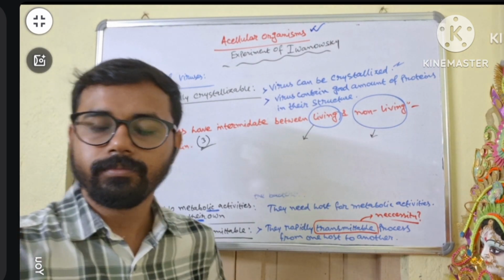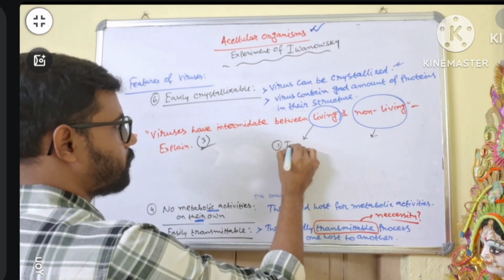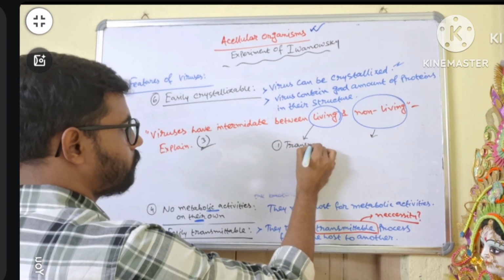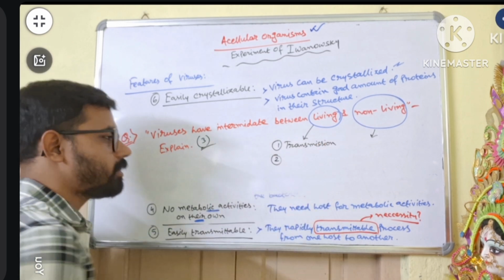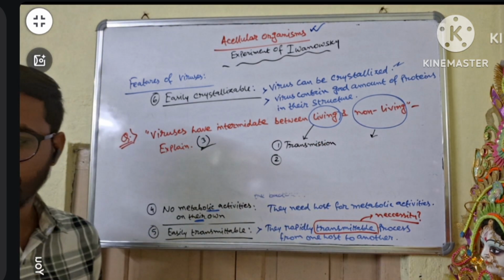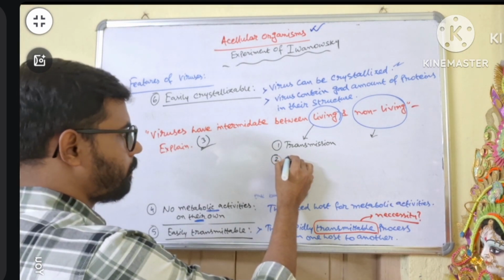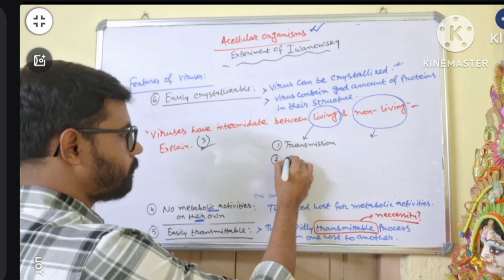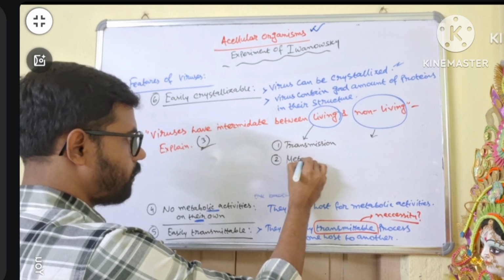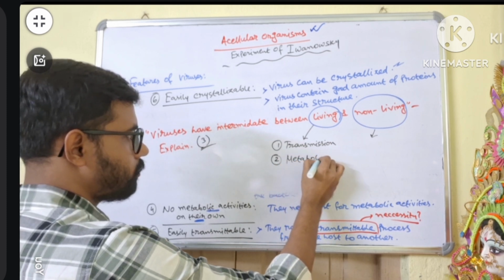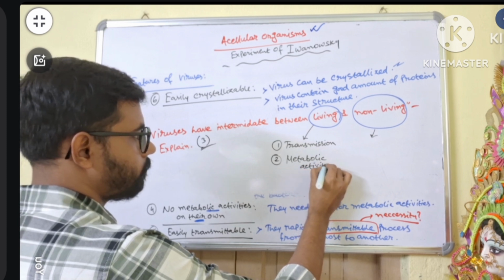Mention: transmissible, transmission. Living-like feature number 2: host specific. Metabolic activities can also be given. Yes, yes. Metabolic activity inside the cell.